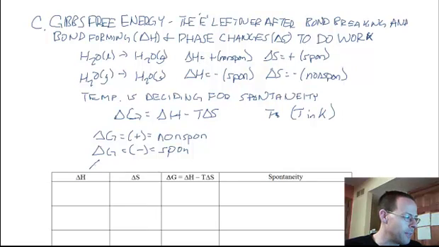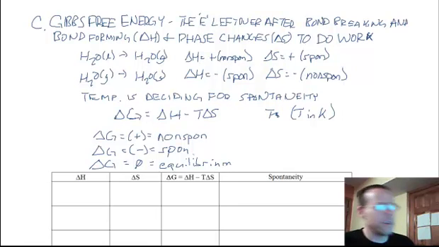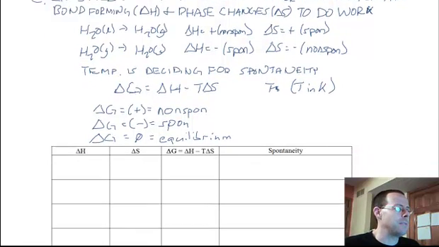And then lastly, delta G, if it equals 0, it tells us that we have an equilibrium state. Alright, and equilibrium is one of the big things we're going to talk about second semester. But know that if delta G equals 0, equilibrium is occurring, or it's in an equilibrium state.